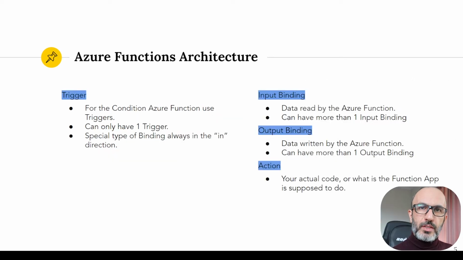A trigger is the event or the condition that will cause our Azure function to run. And each Azure function can only have one trigger associated with it. And a trigger is just a special type of binding that is always in the in direction. As opposed to input and output bindings, an Azure function could have one or more input or output bindings. As for the action, the Azure function code, this is the actual business logic that you want your Azure function to be performing using the trigger, the input and output bindings.